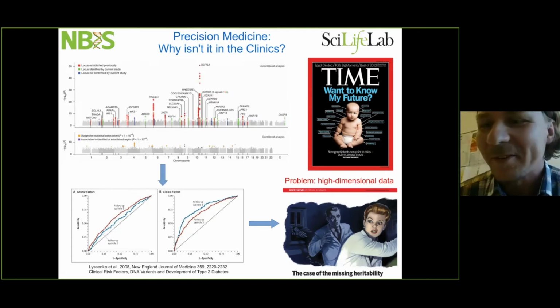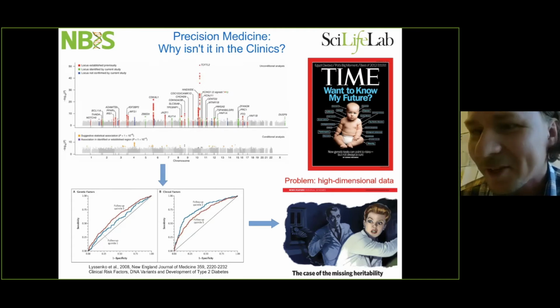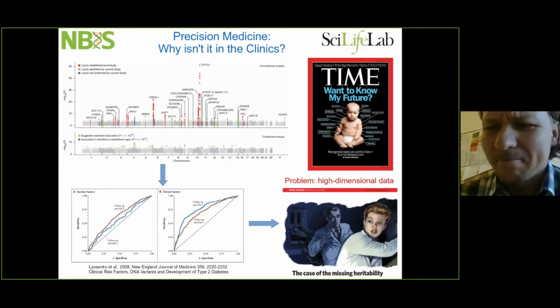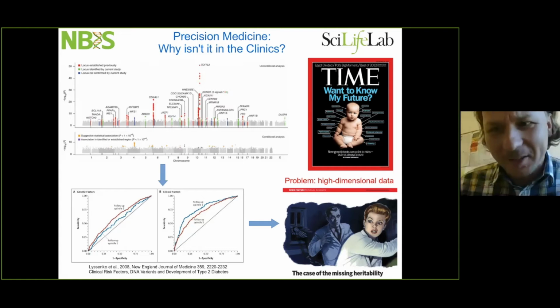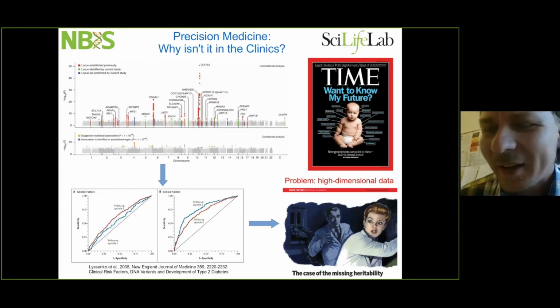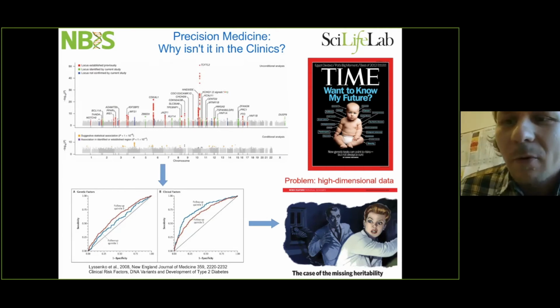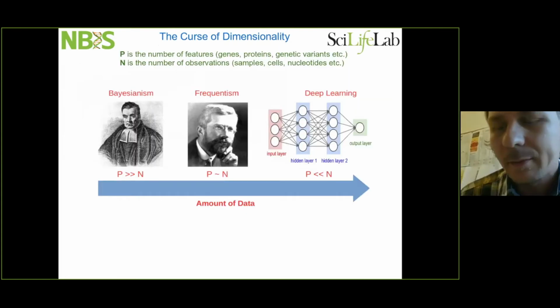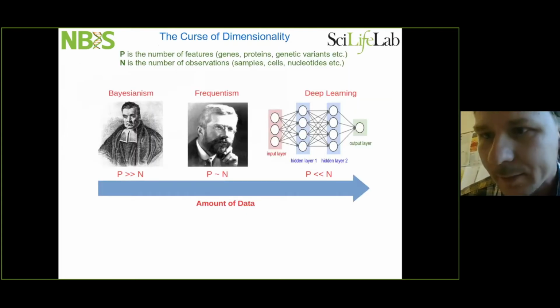People don't really emphasize that it's high dimensional data, and not everyone realizes, and not everyone, like Patrick, tries to say that that's a problem that actually leads to the missing heritability issue. And so, what's the problem of working with high dimensional data? The problem is called the curse of dimensionality.